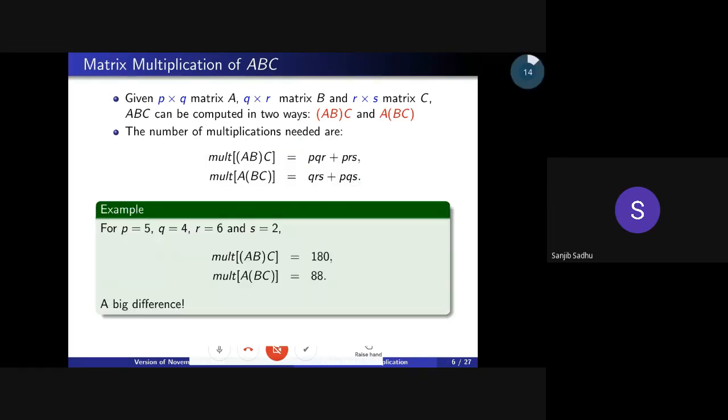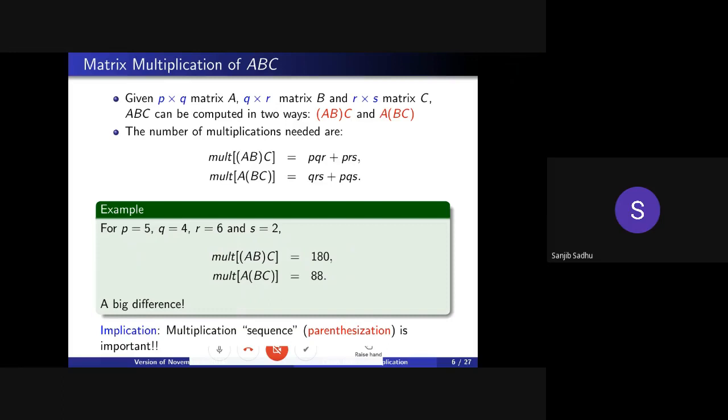So here, for example, if A is of order 5 by 4, this is 4 by 6, and this is 6 by 2. If you multiply in this way, it needs 180 multiplications. But if you multiply in this way, 88. So there is a big difference in the number of multiplications, and you know the multiplication operation is costly. So our objective is to reduce that number of multiplications. So how can we do this?